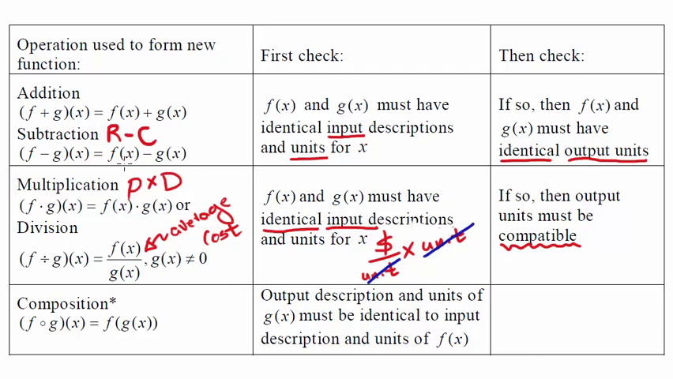Now function composition is probably the operation that might be new to you, but it's really easy to identify because what's coming out of one function is going into the other. The output of one function is going to be the same as the input of the other function.